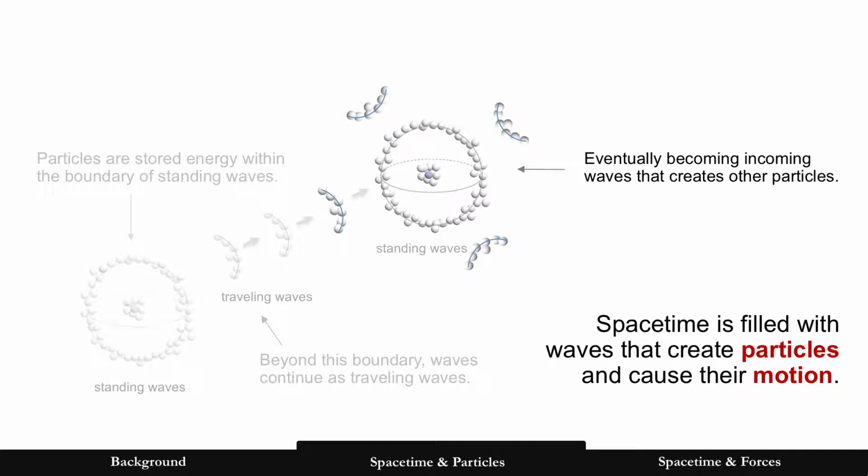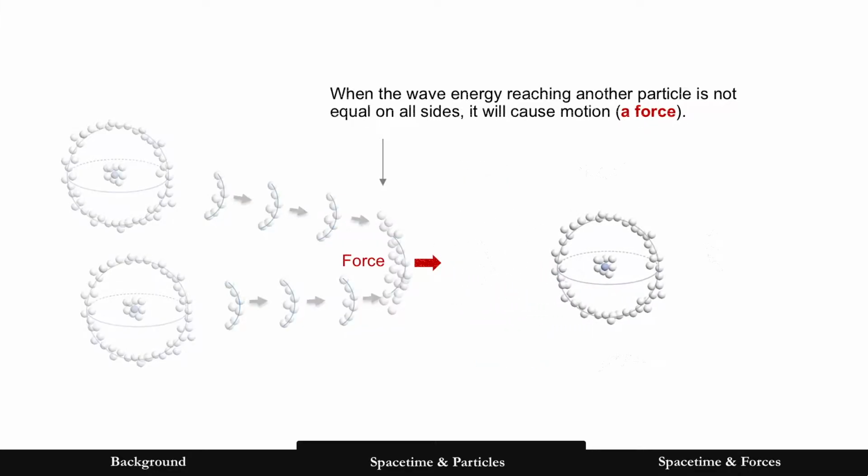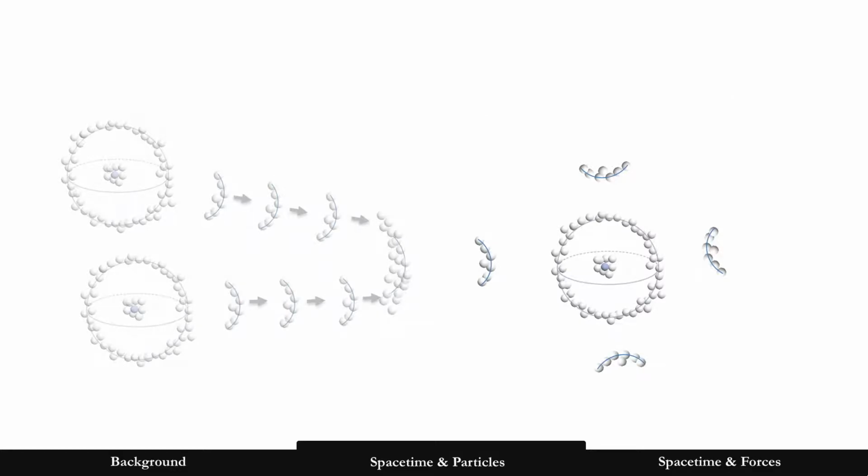So spacetime is filled with particles, with waves that create particles and also cause their motion. Because if you have constructive interference, more energy, more granules reaching a particle from one side, it's going to cause a force that causes the motion of a particle. And so that's the next section we'll talk about: space-time and forces, and how the different geometries can affect the different forces that we see.